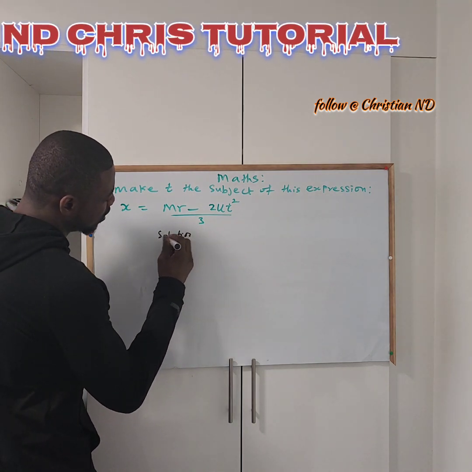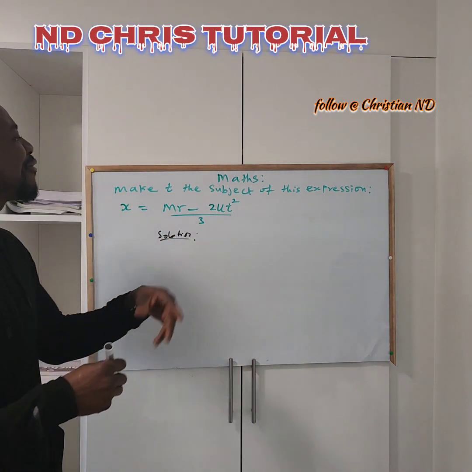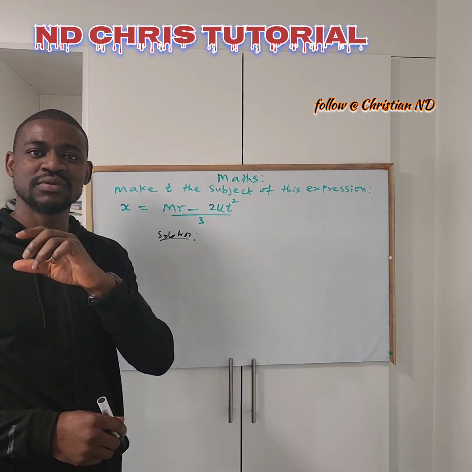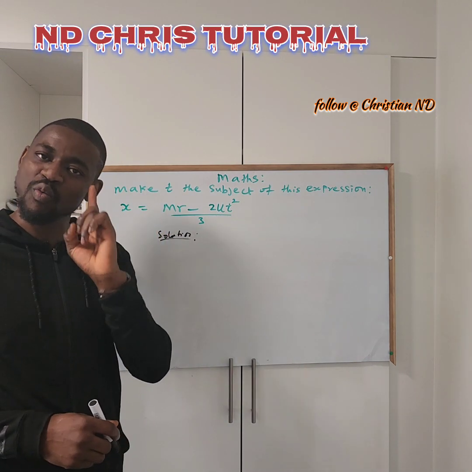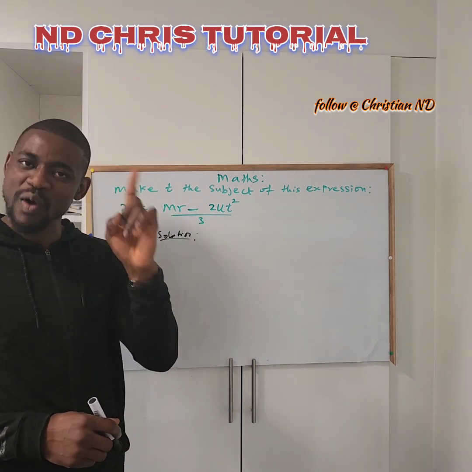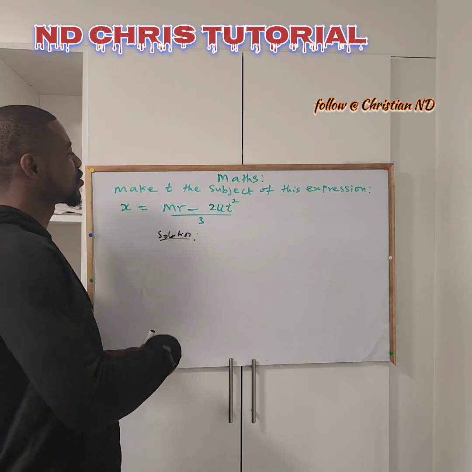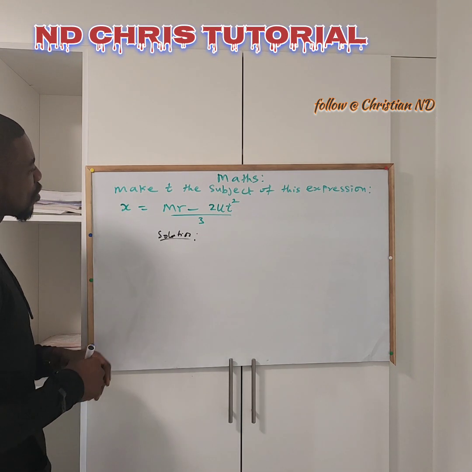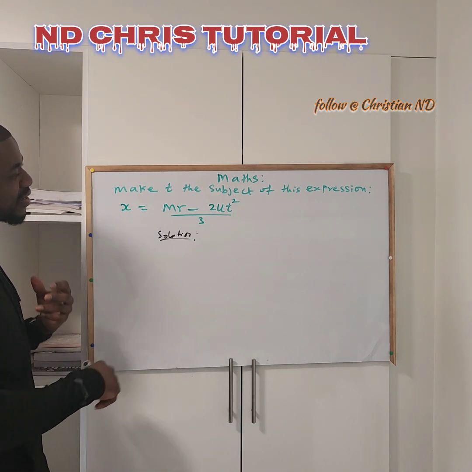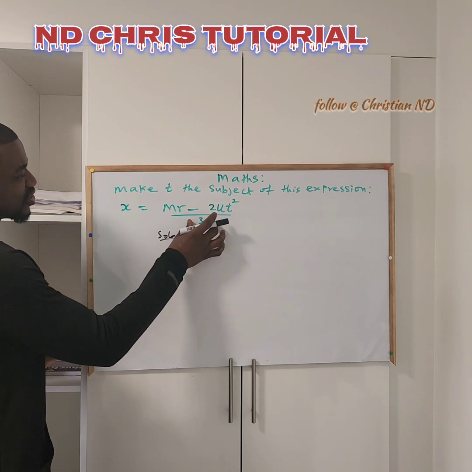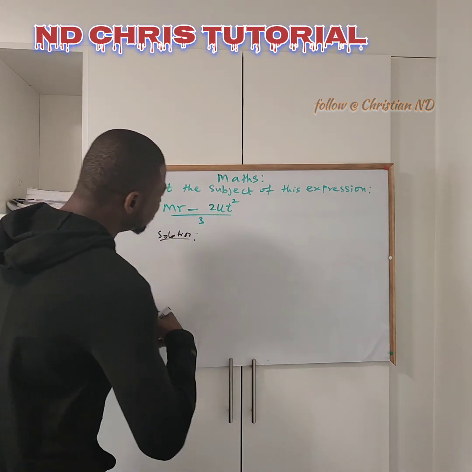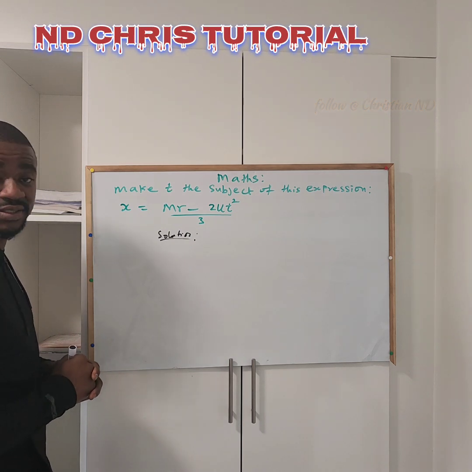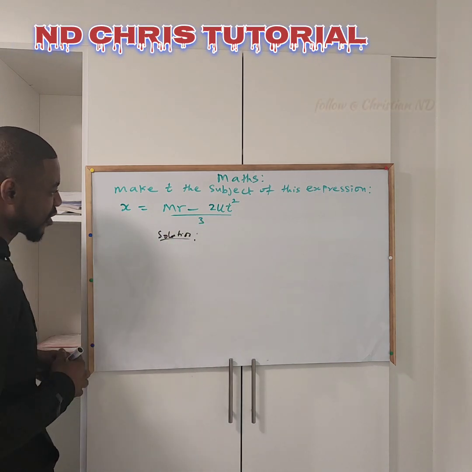Solution. It means that we have to maneuver this expression until t stands alone. Its coefficient must be 1 and its power must be 1 for it to be the subject of the formula. So let us begin the manipulation. What do I need to do first? This is having 3. I need to remove this 3 first. So the first thing I need to do is multiply through by 3 to remove this fraction.